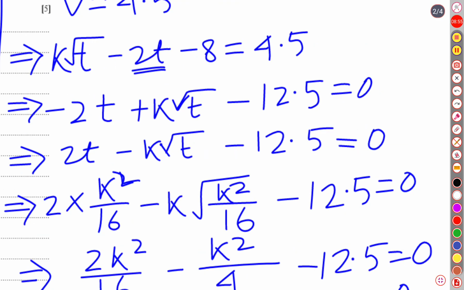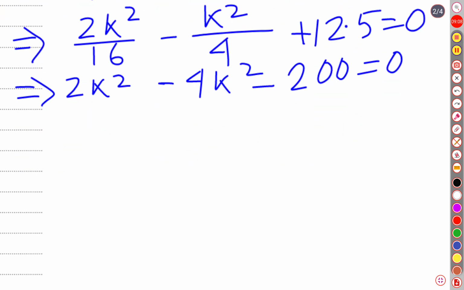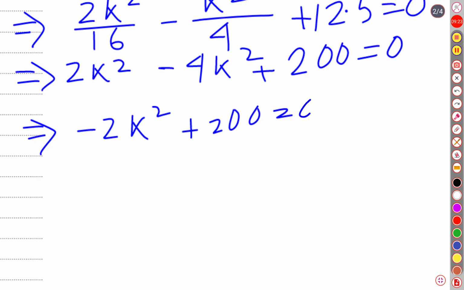I'm extremely sorry, I made a mistake over here. Look, if the symbols are interchanged, then this should be positive. So this one is positive. In front of 12.5 there will be a positive symbol. That means this is also positive. Okay, then if we simplify here, it is going to be negative 2k squared plus 200 equal to 0.